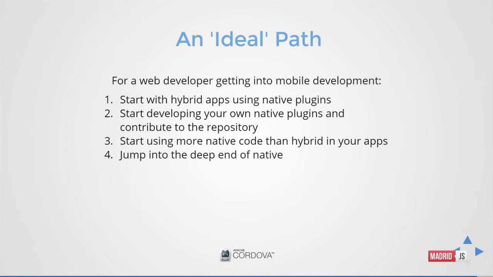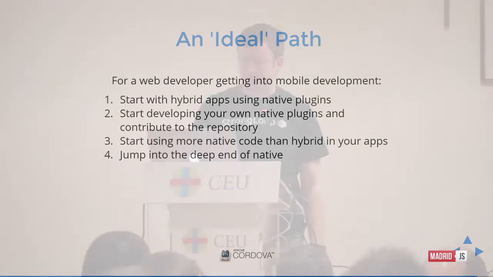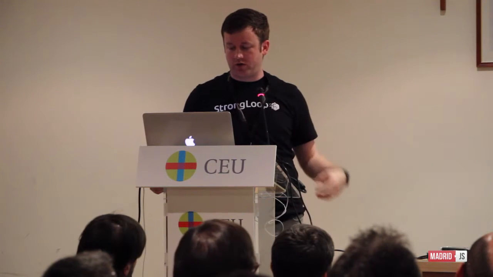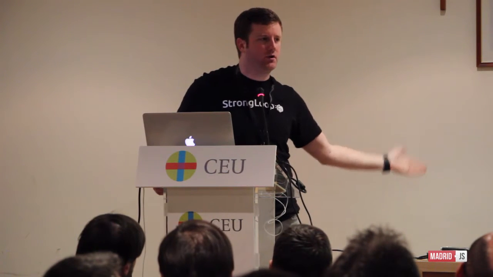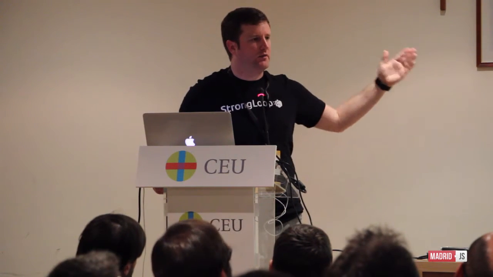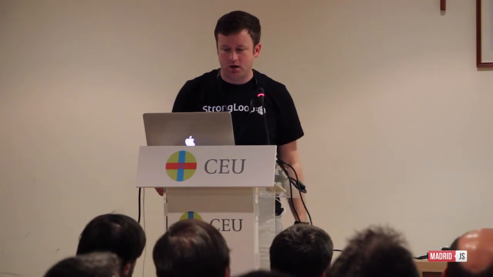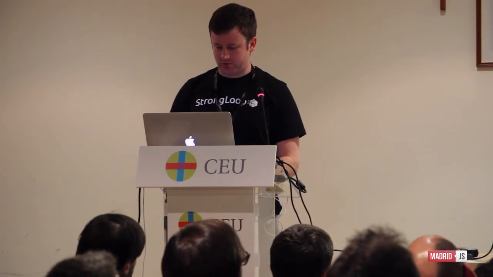So an ideal path, if you're not doing cross-platform development and you want to get started with that, I encourage you to start trying out hybrid apps using native plugins, which I'll demonstrate in a bit. Start developing your own native plugins and contribute to the repository. Those native plugins will be written in the specific operating system code in the SDK. So for iOS, it'd be Objective-C using the iOS SDK. And you start to get your feet wet with a plugin, a feature here, a feature there, without writing an entire app from scratch. And then start using more native code than hybrid coding applications. And it's a really nice way to go from no native experience to full-blown native development without just making the jump in one leap. So we're going to finish this out with building an actual application.